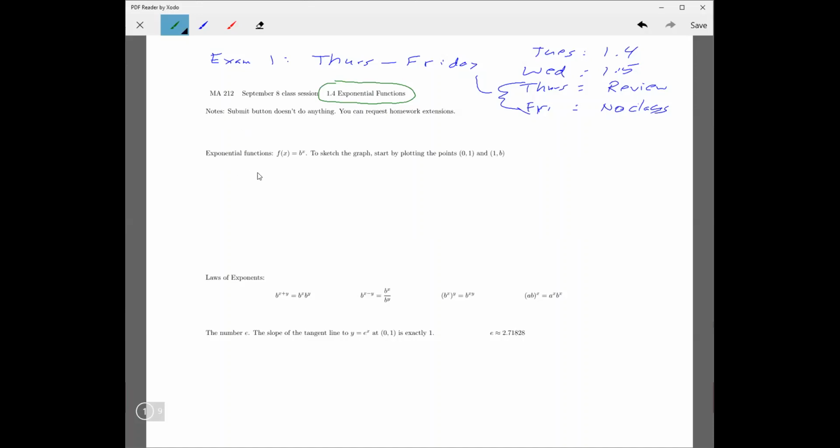Exponential functions are of the form f of x equals b to the x, where b is a constant in this case. So b is fixed, but x is a variable. To graph those, and we'll get to that a little later, I generally start by graphing these two points right here.